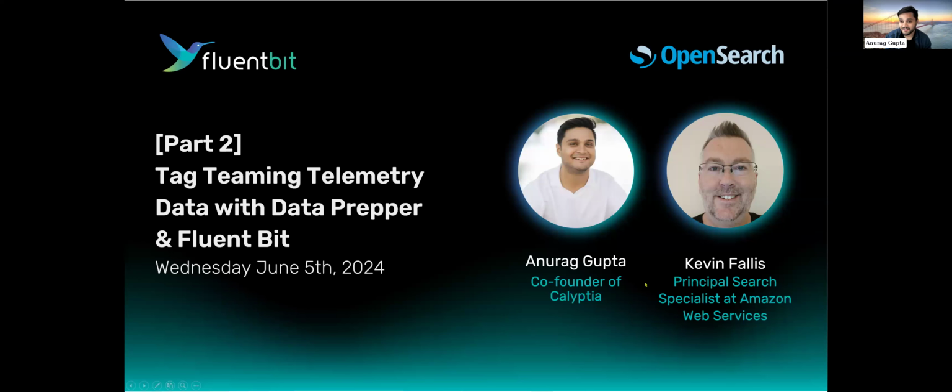I'm, again, as Austin mentioned, one of the co-founders of Calyptia, now field architect at Chronosphere, and I'm joined by Kevin. If you want to give a quick intro as well, Kevin. Sure. Name's Kevin Fallis. I'm a principal search specialist. I probably should have changed my title here. They're always changing names for us. But I work with the OpenSearch service and the open source community and do all things OpenSearch.